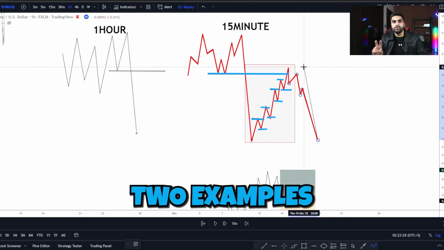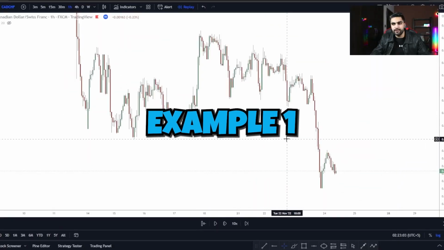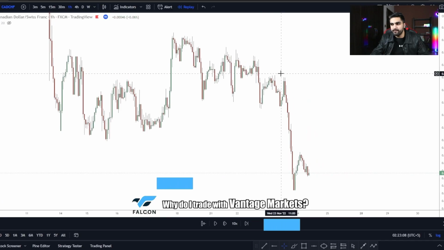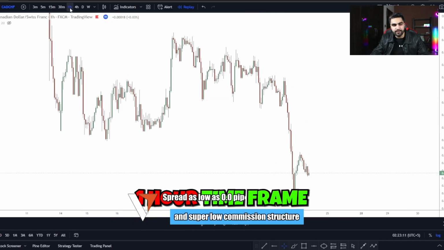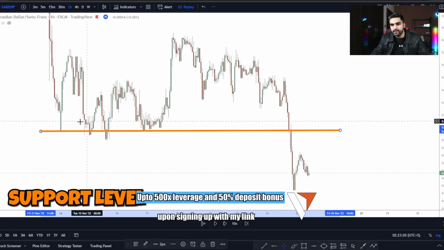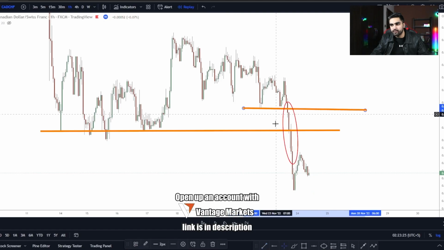Now I'm going to show you two examples, one for the buy side and one for the sell side, so everything will make sense and you won't get confused. Here is the first example, and we're going to be focusing on the sell side. You can see that we have a big sellers movement on the 1 hour time frame, and this seller's movement broke the previous support level which was right there, and it also broke this support level which was near the seller's movement.